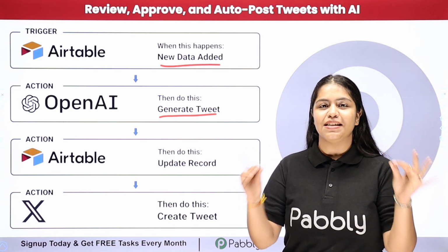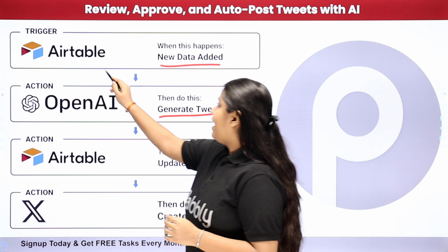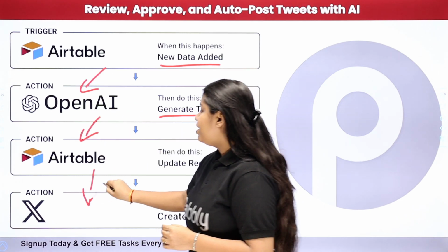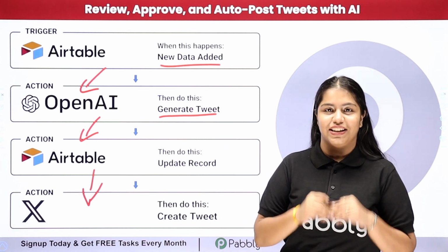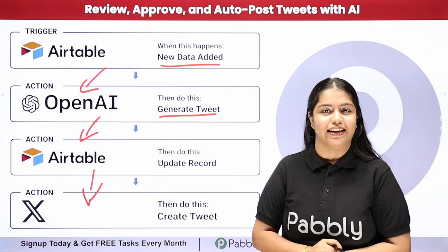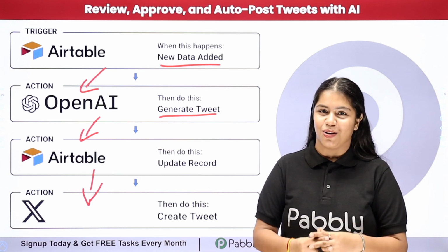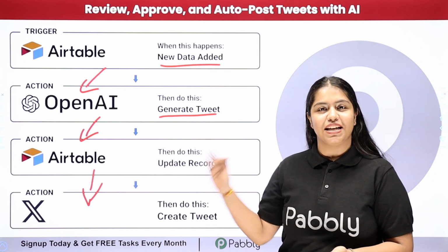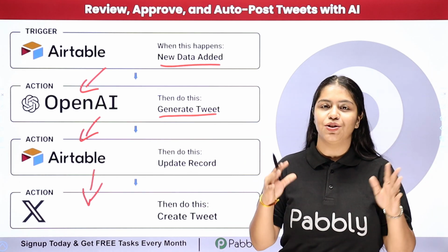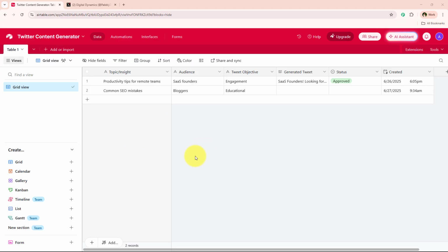So to do this, we are simply going to create a connection between Airtable, OpenAI, Airtable and X, which is formerly Twitter. And to create this connection without knowing any programming or coding language, we are going to use Pabbly Connect. It is an amazing automation software. So if you also want to create this amazing automation for your own Twitter account, then for that you have to come with me towards my screen. Welcome to my screen, everyone.